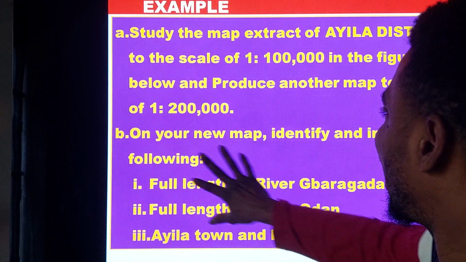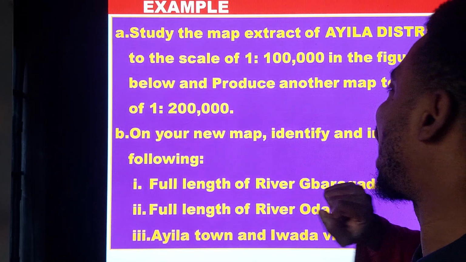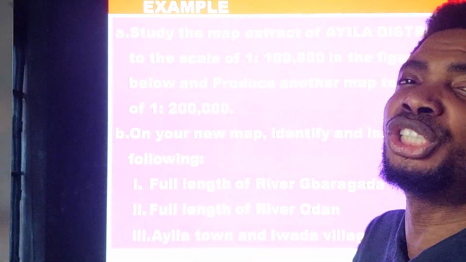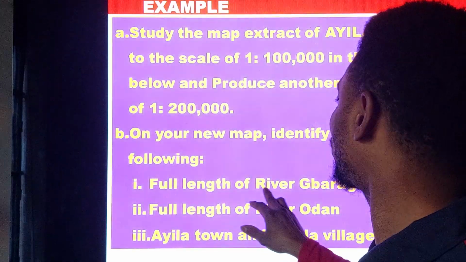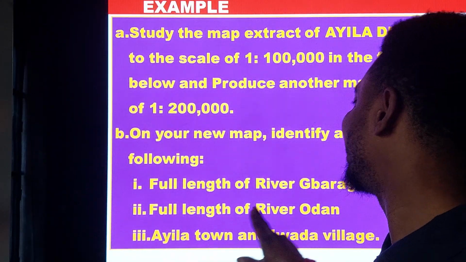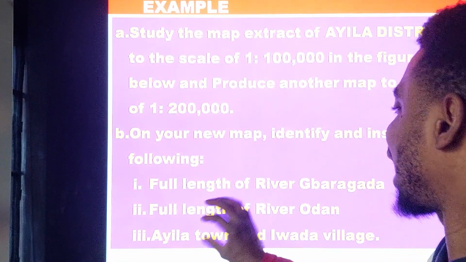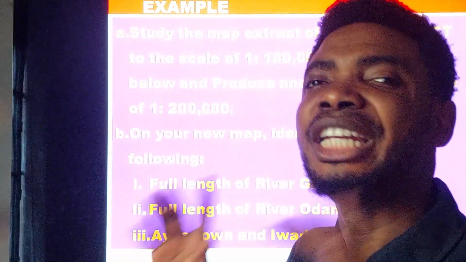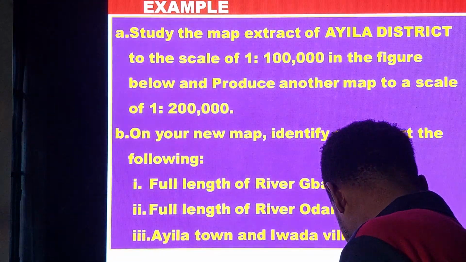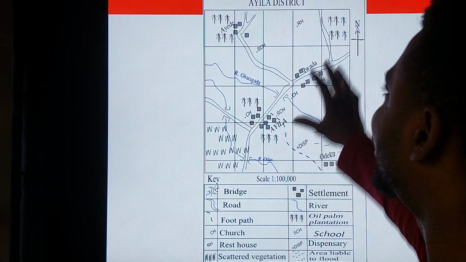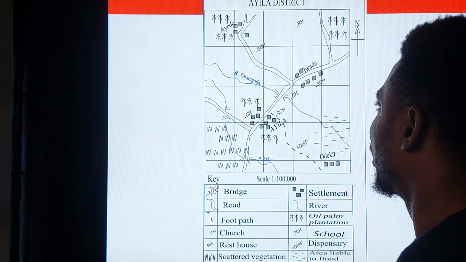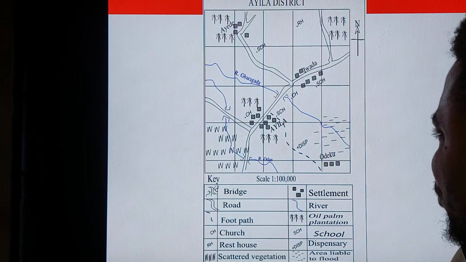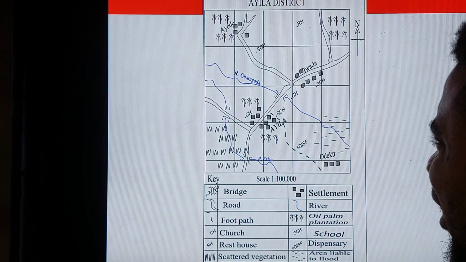And they said, on your new map, identify and insert the following. So you have to put the following into the new map you draw: the full length of River Baragada, the full length of River Odan, and then Ayila town and Iwada village. These are the things you have to insert in the new map you draw. Alright. So this is the Ayila district map. Where is River Baragada here? Okay, this is River Baragada here. Where is Ayila and Iwada?